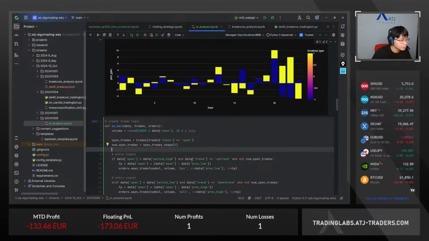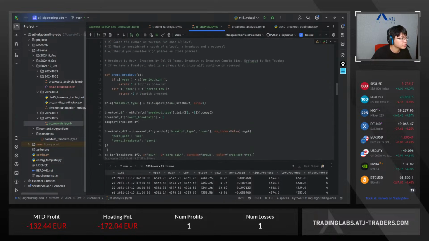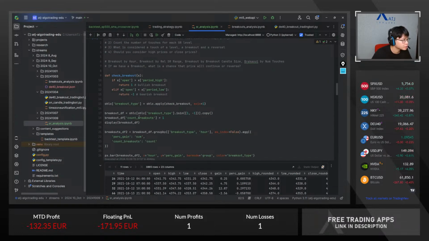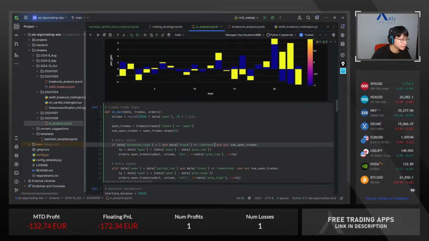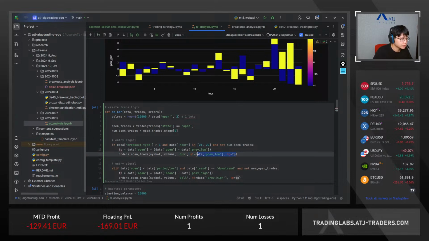So I'm just going to do that. Now I don't need to use the open comparison, I can now use the breakout type. So if breakout type is equal to 1, we know it's a bullish breakout. Let's ignore the filter. I can just say hour in 21 and 22. We will enter a buy position, and we will exit immediately on the next candle. So now we don't need to take our stop loss because we will just close the trade immediately after entering, after 1 hour. So this is essentially just a 1 hour trade.